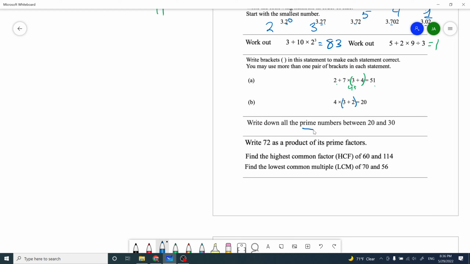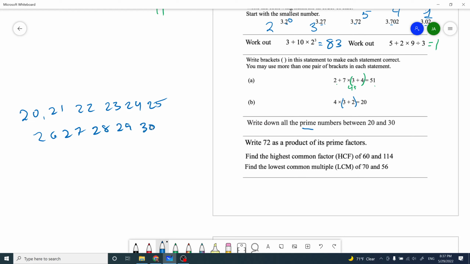All right. Next, we need to remember what prime numbers are. Write down all the prime numbers between 20 and 30. Prime numbers, remember, are numbers that have two factors. You can only divide by 1 and itself. So if I write down all these numbers, I'll even include 20 and 30, even though I don't have to. 21, 22, 23, 24, 25, 26, 27, 28, 29, 30.